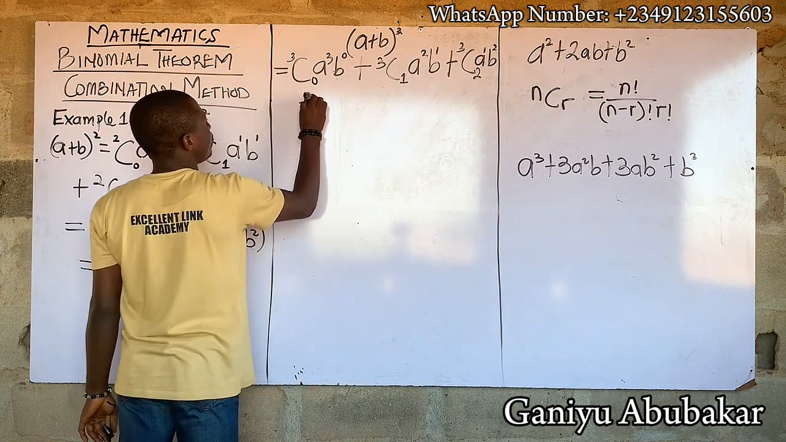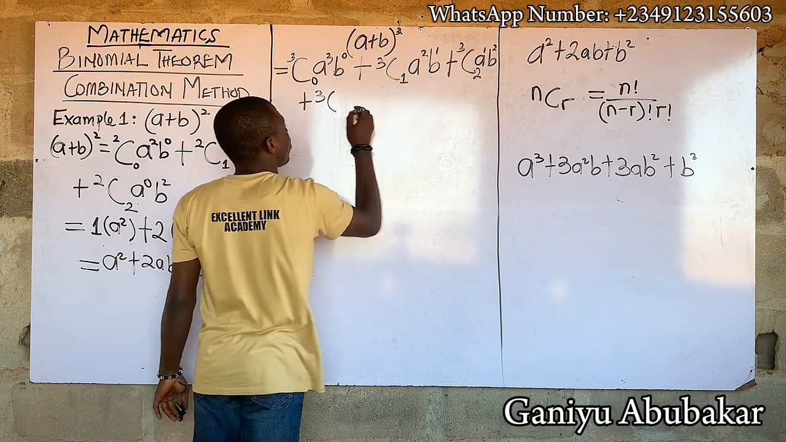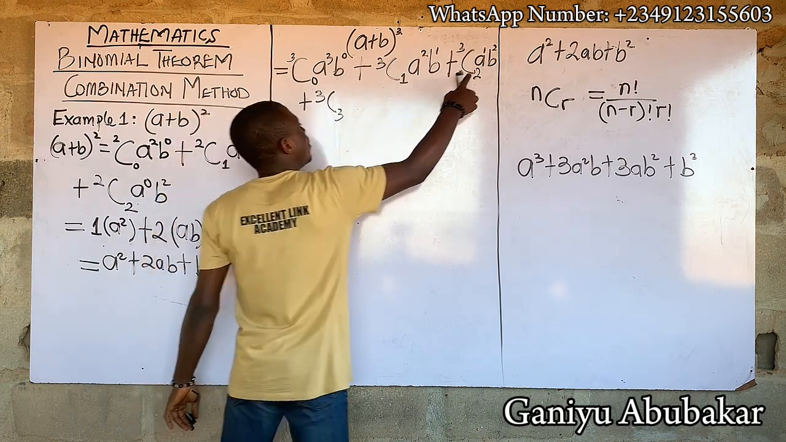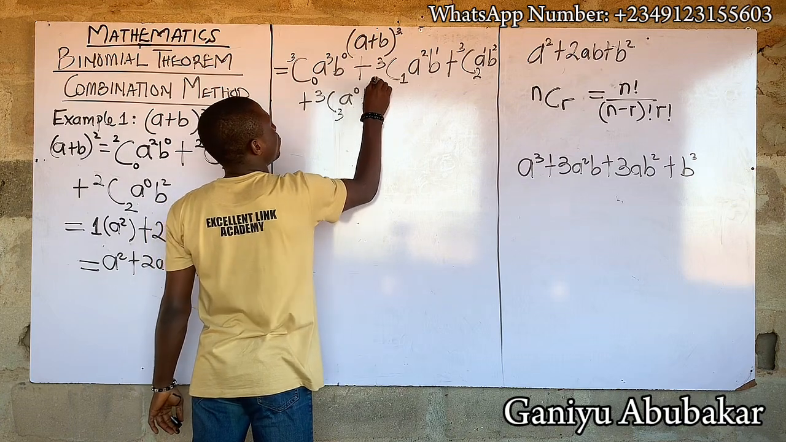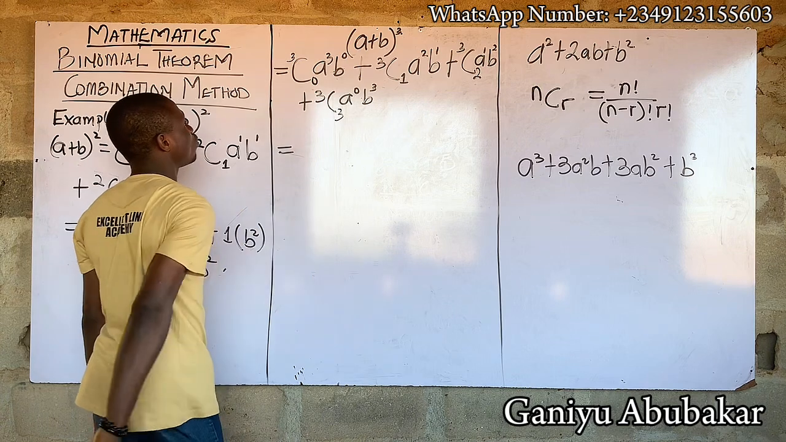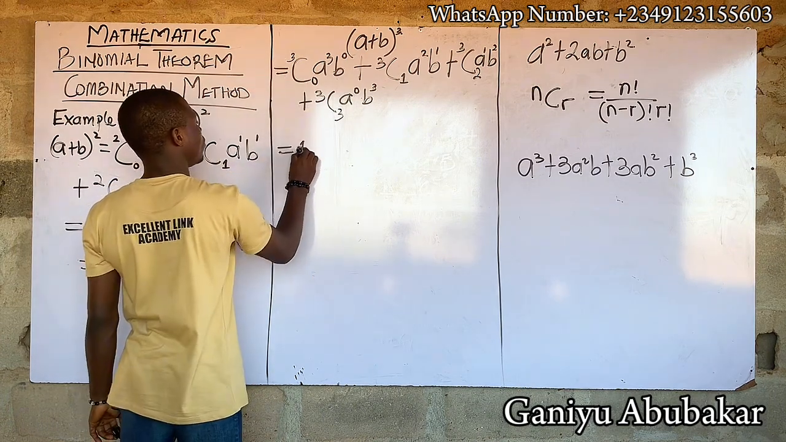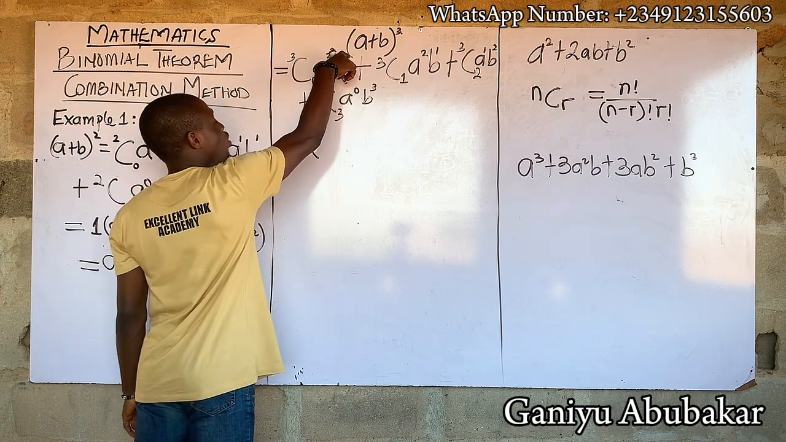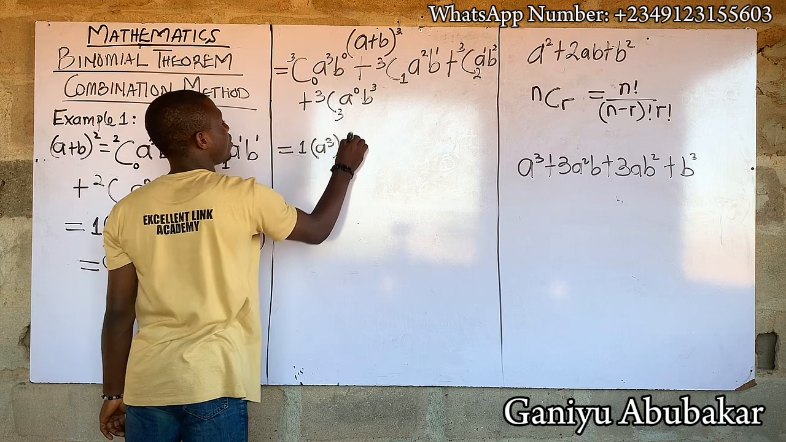Plus the same 3 combination. Here is 2 now. This becomes 3. This a to power 1, reduced by 1, a to power 0. B to power 3. So I'll stop here. So my next task here, this is now equal to 3 combination 0 is 1. So I have 1 into b to power 0 is 1. So 1 multiplied by a cube, that's what? A cube. I have this.